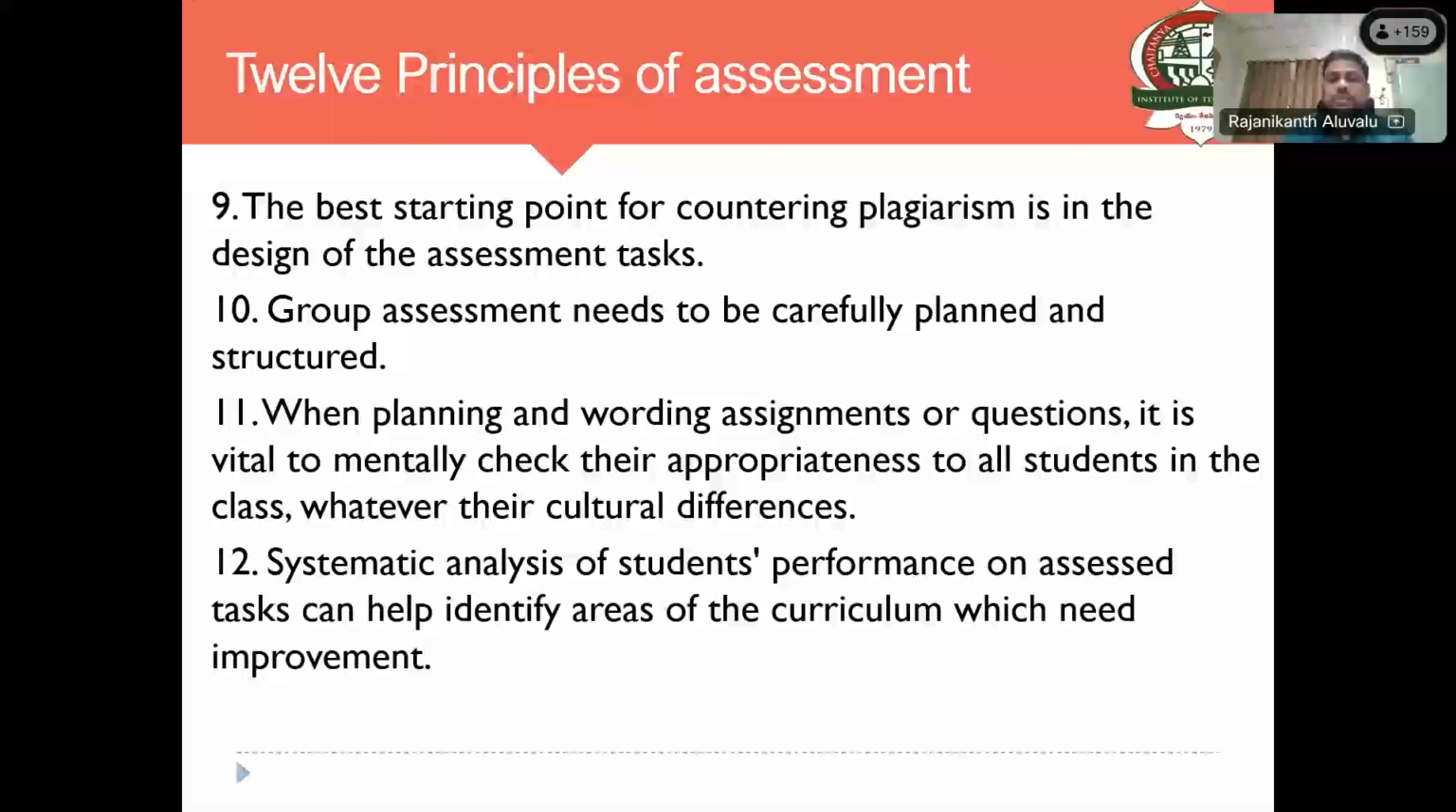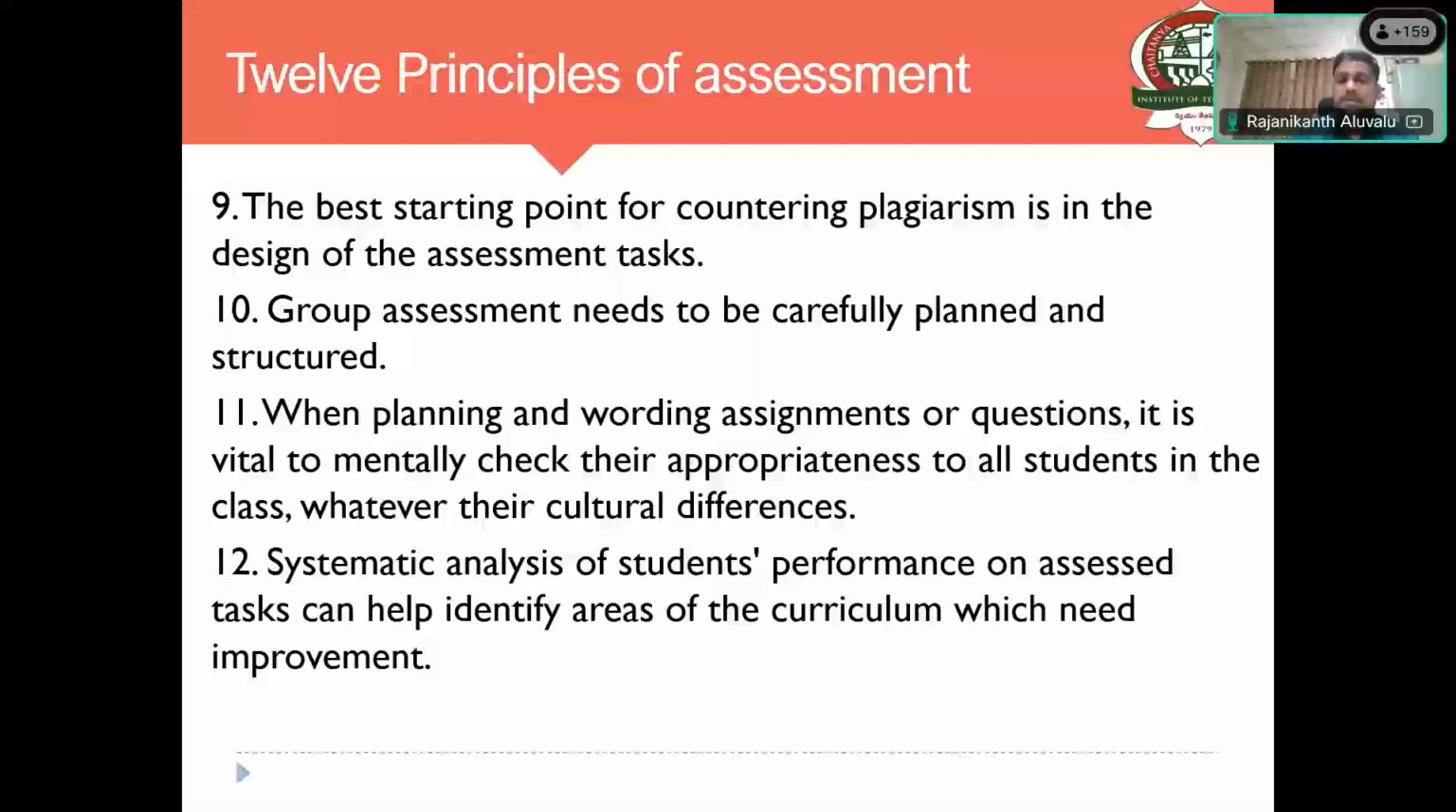Coming to the 12th one, the systematic analysis of student performance on assessed tasks can help identify areas of the curriculum which need improvement. So if all these principles are properly practiced, and through the assessments, whatever feedback we analyze, the feedback has to be taken first of all. From that feedback analysis, we get an input to the curriculum as well. So for the curriculum, not just the stakeholders' feedback, but the assessment feedback is also an important aspect.